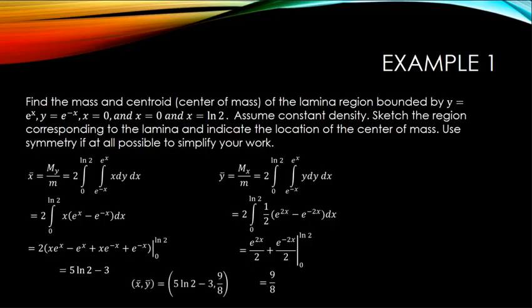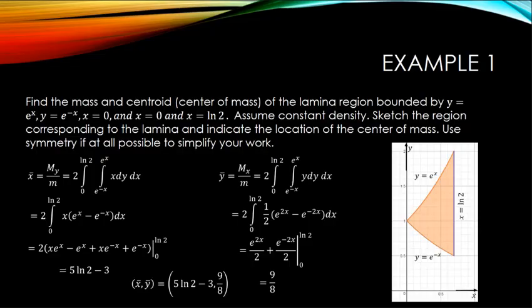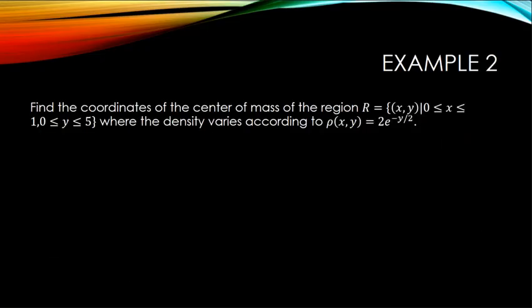This tells me that the coordinates of my center of mass, x bar, y bar, are 5 times the natural log of 2 minus 3, and 9/8. I draw my region, clearly labeling the boundary curves y equals e to the x, y equals e to the negative x, and the vertical line x equals the natural log of 2. My center of mass is located slightly above y equals 1 and slightly to the left of x equals 0.5. Let's work another example.